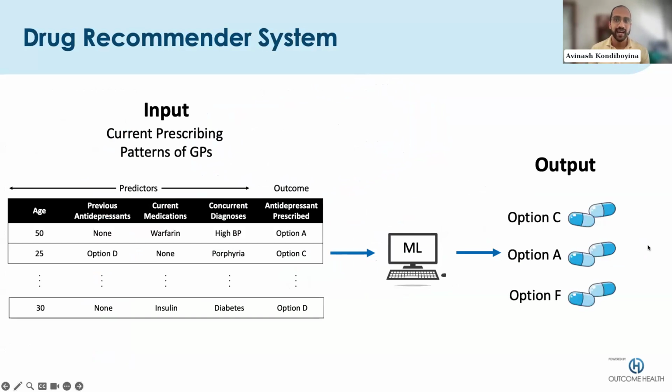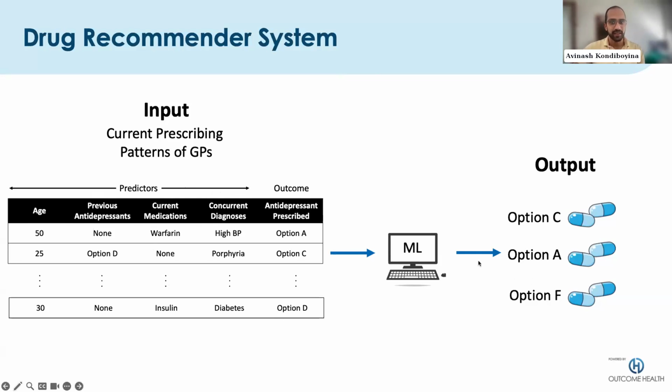To do this, we asked a wonderful master's student, Tao Duong from Monash University, to help us develop this machine learning model. As part of her work, she collated the current prescribing patterns of antidepressants using data from Outcome Health. She created a dataset that included patient characteristics as predictors, such as age, antidepressant history, current medications, current diagnoses, to name a few. She also gathered the antidepressant prescribed for that patient as the outcome of interest.